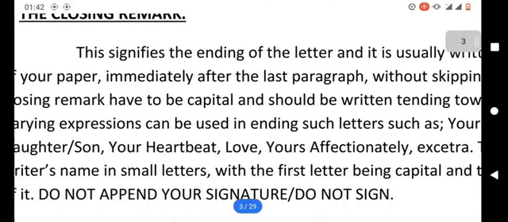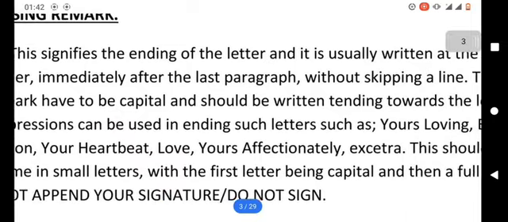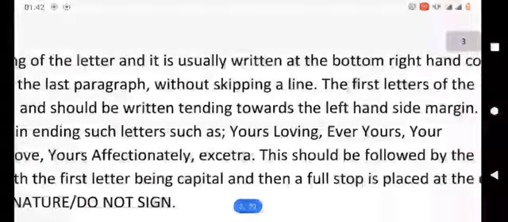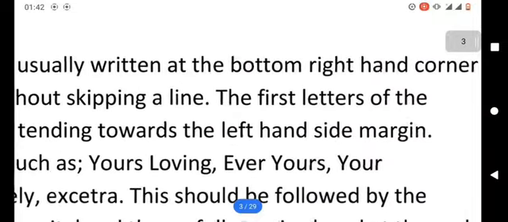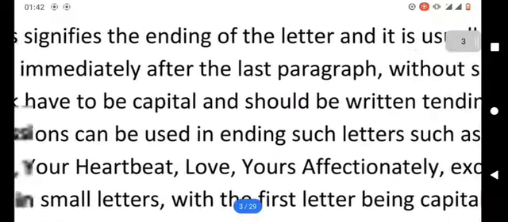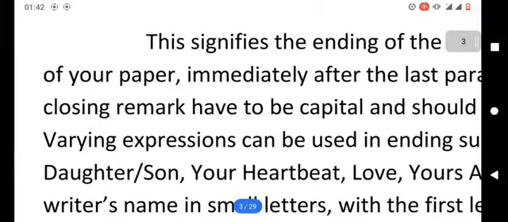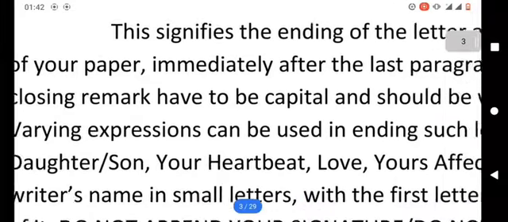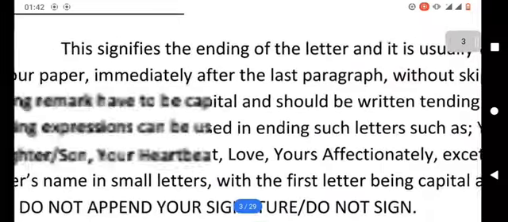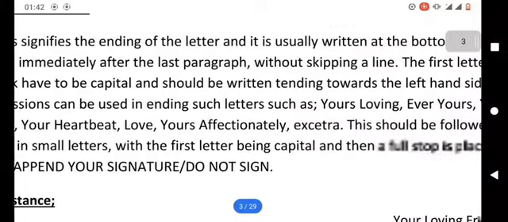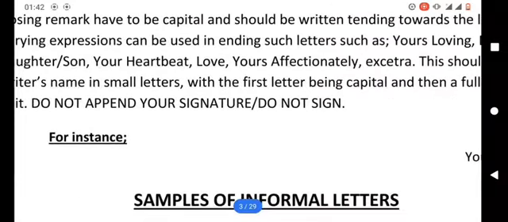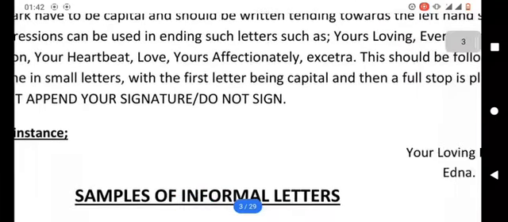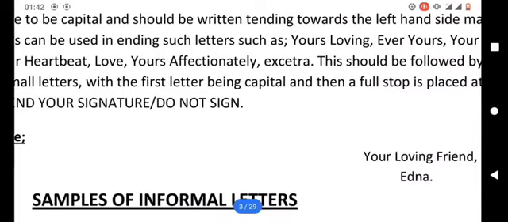This signifies the ending of the letter, and it is usually written at the bottom right hand corner of your paper, immediately after the last paragraph, without skipping a line. When you are done writing your letter, what comes last is the closing remark.